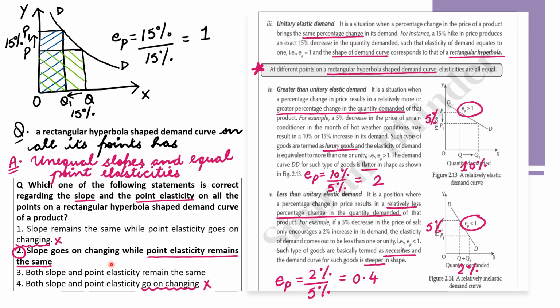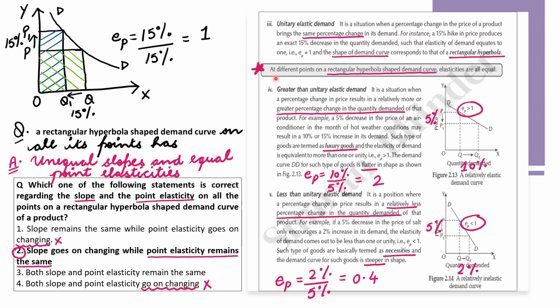changing, right? So another UGC-NET question I've picked over here is: a rectangular hyperbola shaped demand curve on all its points has, the answer was unequal slopes, you have to remember this, and equal point elasticities. This is the answer to this question. It cannot be equal slopes and unequal point elasticities. I hope you are very much clear with this point, that is unitary elastic demand. This is highly important from the UGC-NET examination perspective. Again and again, they are asking a question on this topic.